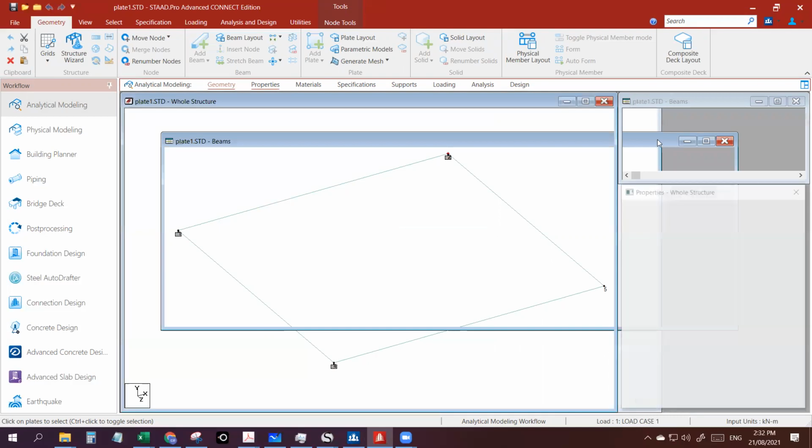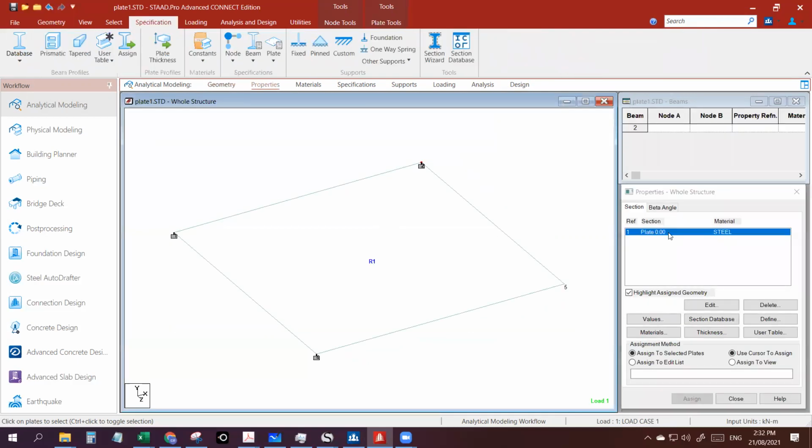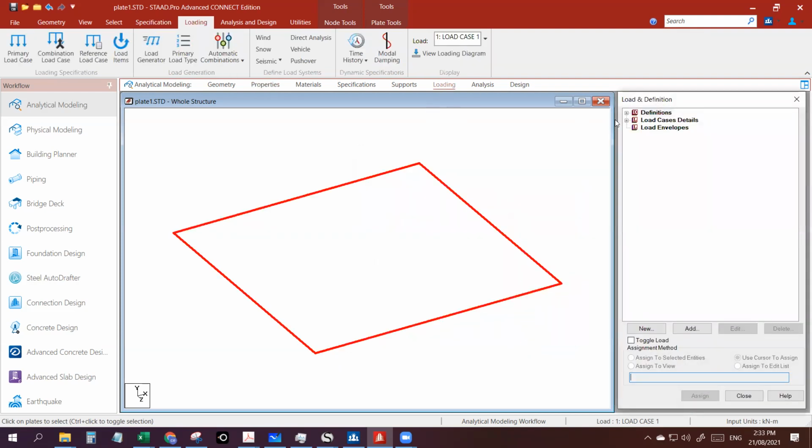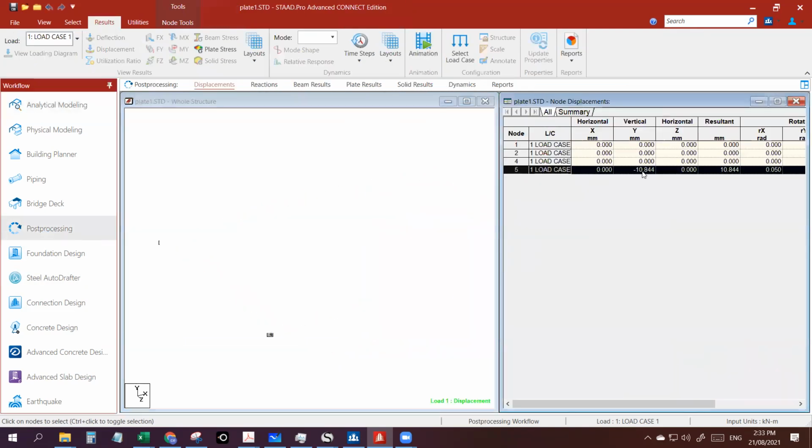Then properties. What properties are these? This is 0.1 inch. So that is 0.0025 meter or 2.5 mm. And my loading is 25 pound or 0.11 kilonewton. And then run analysis, you will have 10 mm displacement.